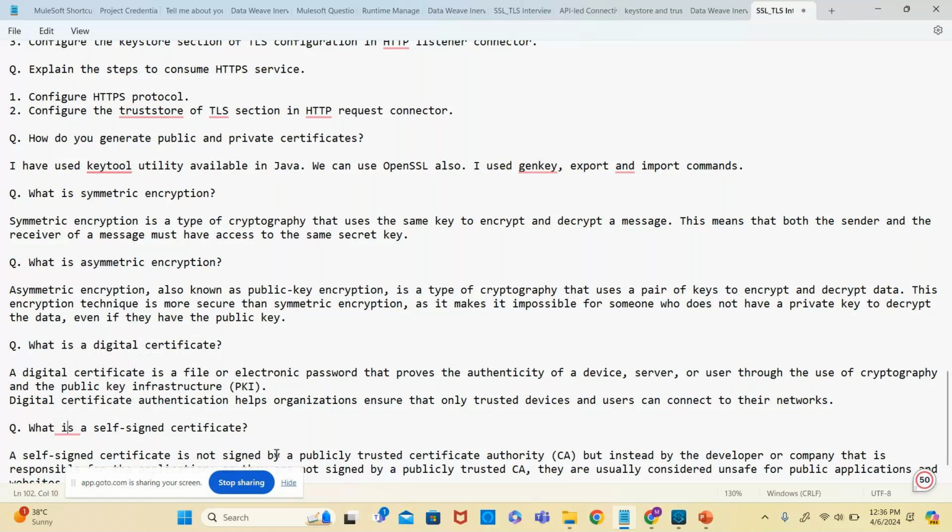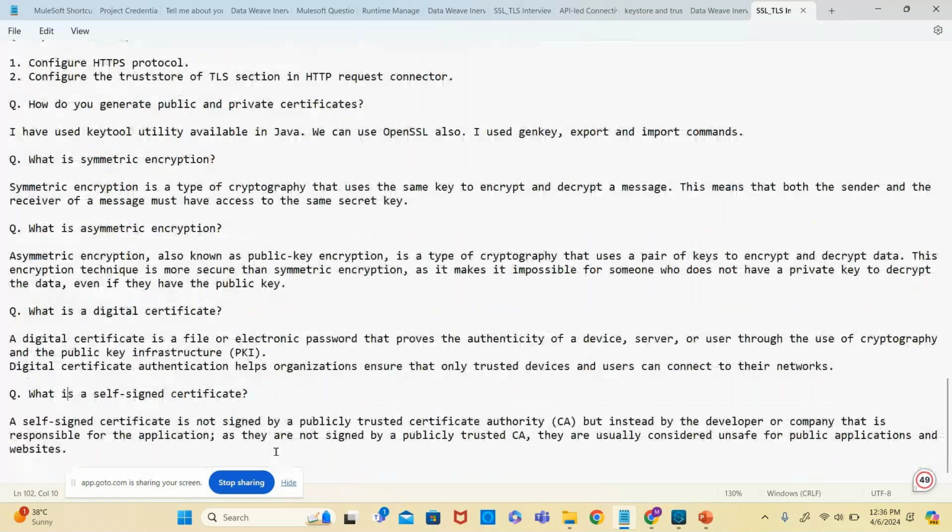What is a self-signed certificate? A self-signed certificate is not signed by a publicly trusted certificate authority. See, for Aadhaar, who is the authority issuing it? UIDAI. Some organization is there, right? For PAN cards, you have NSDL. The same way, here there is some authority who can issue certificates exactly.